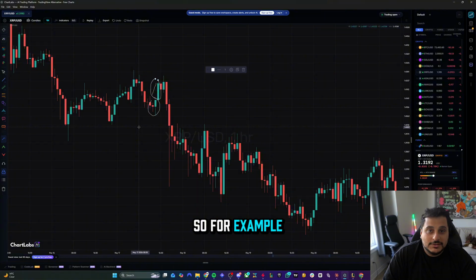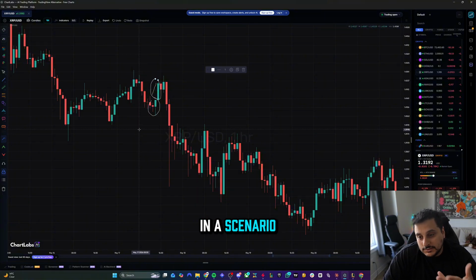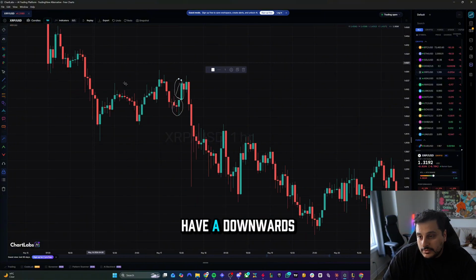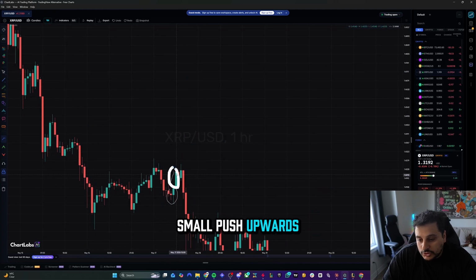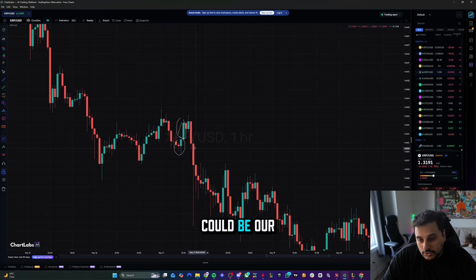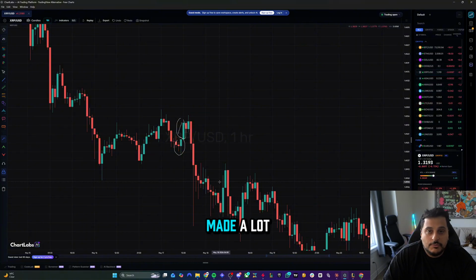So for example here, how do we trade this in a scenario? We see we have a downwards market, right? We're looking downwards. We got a small push upwards. We got the inside bar right here. And then after the inside bar, we got an engulfing red candle right here. So then this could be our entry, right, to take a short. As we can see, this would have made a lot of money if we predicted a sell here. And that's how simple it is with only 4 patterns that you want to spot in the market.